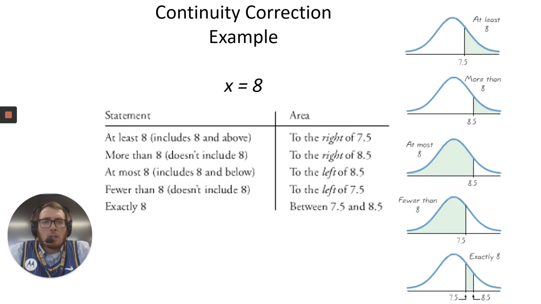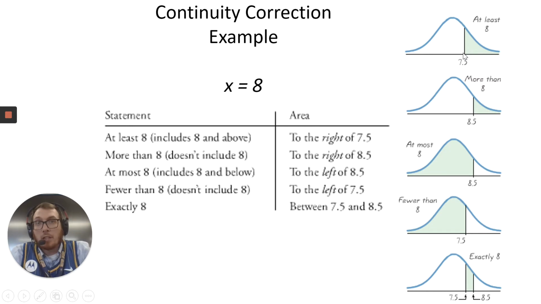So this chart might be a little hard to read in its current format. It's in your textbook, if you want an easier version of it to look at. Basically what we have to do is move the needle a little bit, one way or the other, by a factor of a half. Okay, so if the value is x equals 8, if we want at least 8, that would include 8 and above. Notice here, at least 8, 8 would be right here, but I moved it back to 7.5.